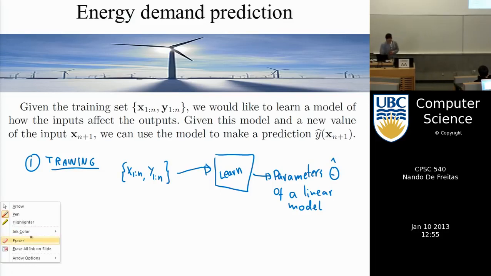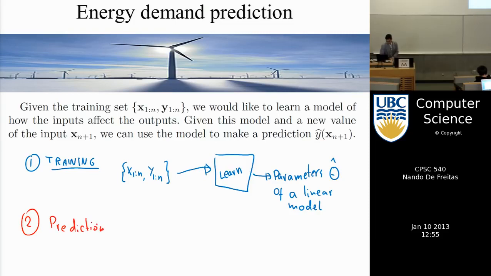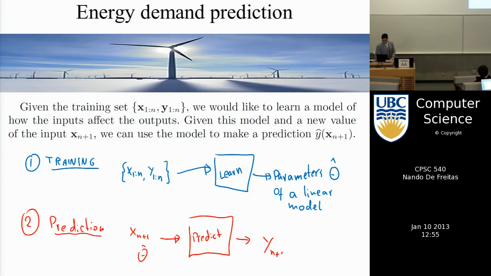The second phase is prediction. In prediction, we take a new point that we hadn't seen before, and we take our estimate of theta that we got from phase one, the training phase, and then we put those two into a prediction machine, predict, and what comes out is y n plus 1. I'm going to put a hat on top of it to indicate that it's a prediction.